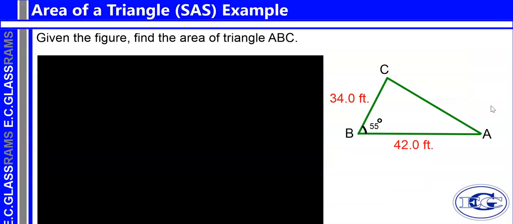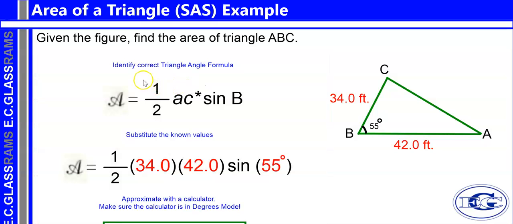So let's just dive right into an example. We have side angle side, and you're given this figure. I'm told that I have 34 feet for the side of A, because it's opposite of the angle A. I have side C, which is 42 feet, opposite of angle C. And then I have angle B given to me between the two at 55 degrees. So first I identify the correct triangle formula, which happens to be half times A times C times sine B. I put that asterisk there just to emphasize that you are multiplying all these.